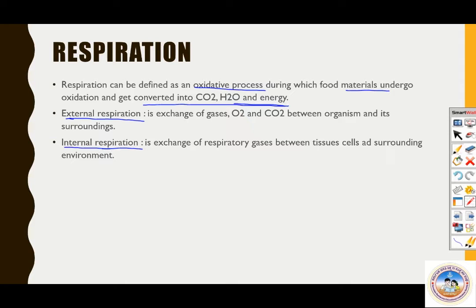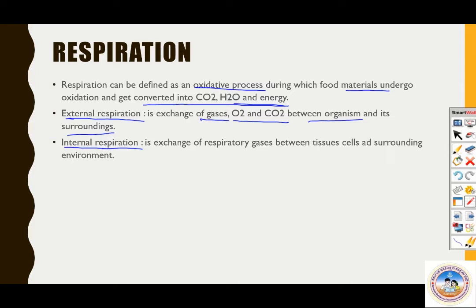Whenever I use the term external respiration, it is an exchange of gases, oxygen and carbon dioxide, between the organism and its surroundings. I repeat again. It is an exchange of gases, oxygen and carbon dioxide, between the organism and the surroundings. Now you are there and the surroundings, yes or no? So between you and the surroundings, there is an exchange of oxygen as well as carbon dioxide.